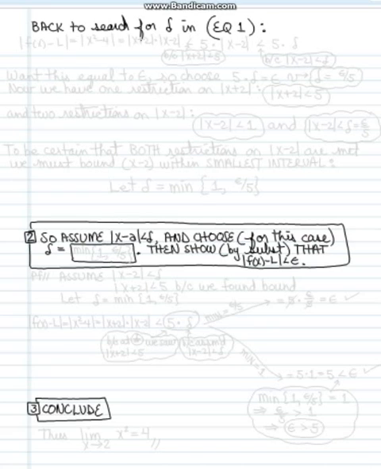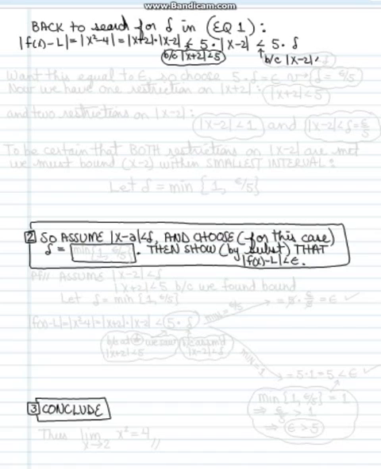Okay, referring back to the previous video, we're going back to our search for delta. In equation 1, and that's where we stopped, we had the absolute value of f of x minus L is equal to the absolute value of x squared minus 4, which we factored down to absolute value of x plus 2 times absolute value of x minus 2. And that is smaller than 5 times the absolute value of x minus 2. And the reason why is because we put a bound on x plus 2. It's smaller than 5, so we replace it with 5 with the inequality sign.